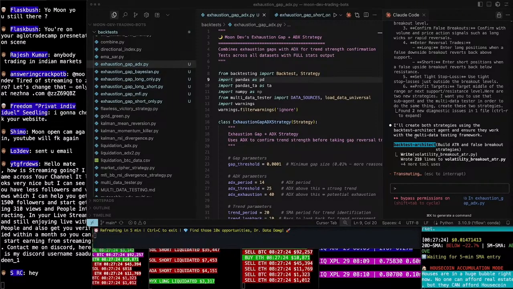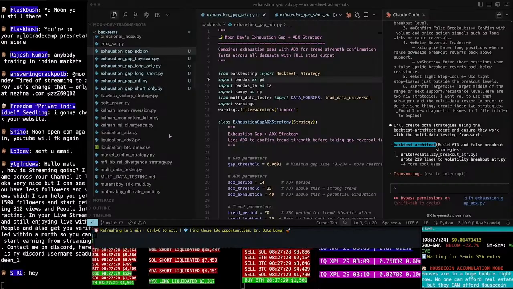I'll create both strategies under the backtest architect here. So she should be working on the volatility breakout right now.